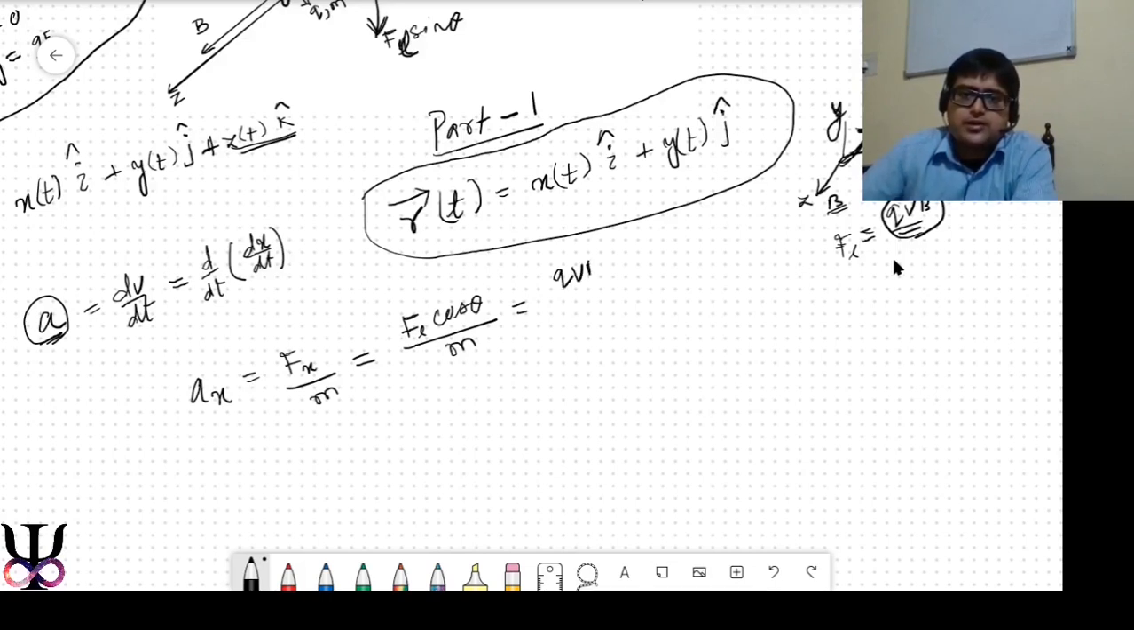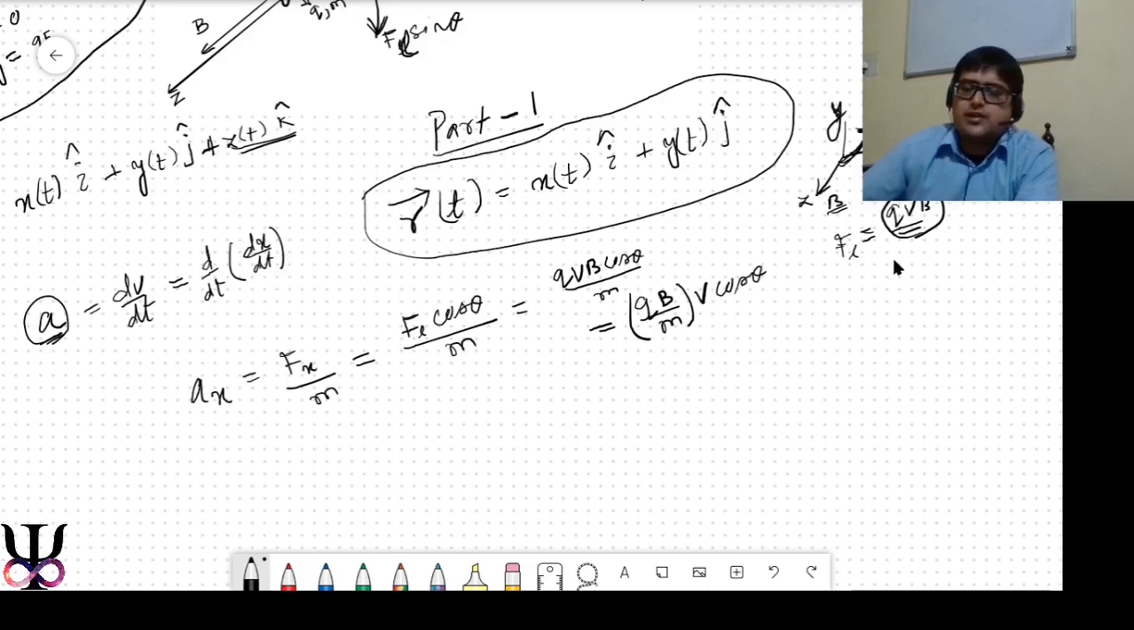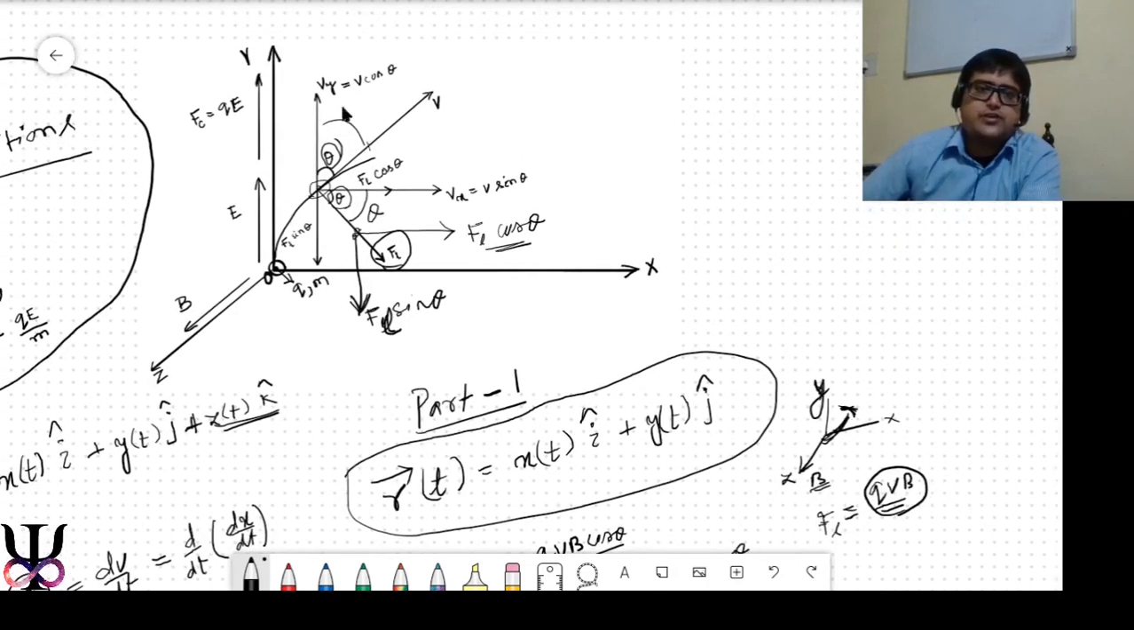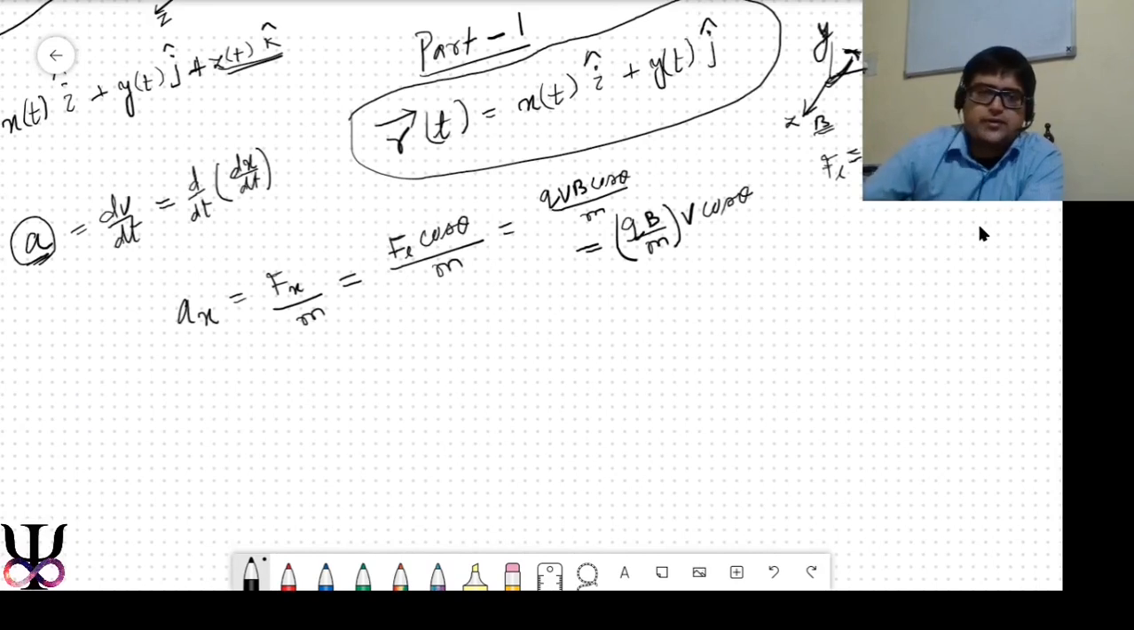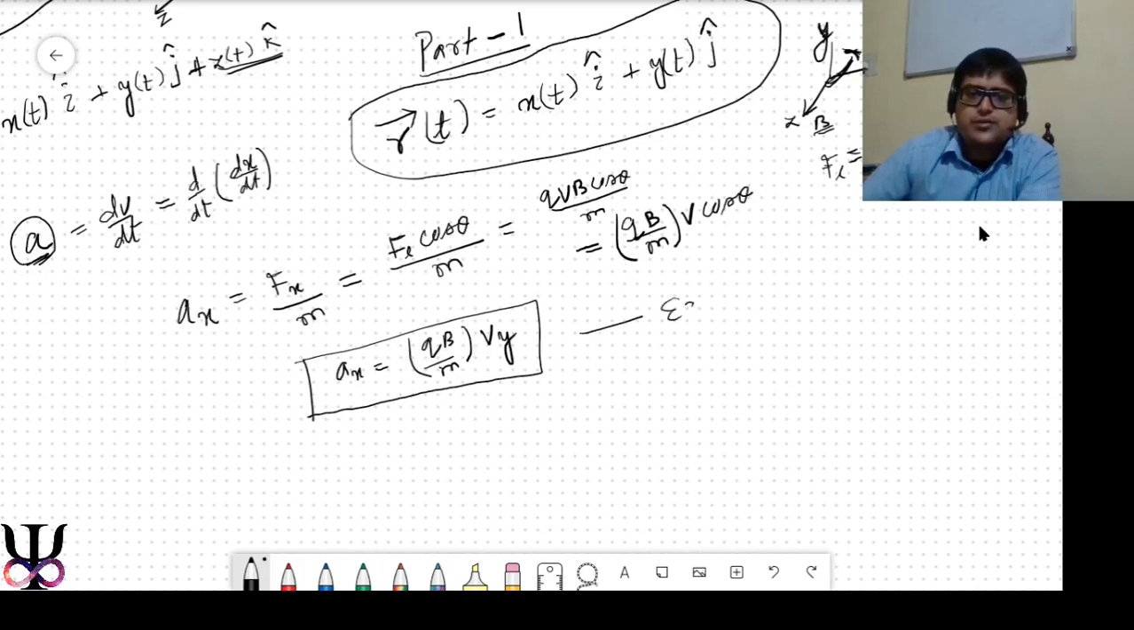Now if you sum that up, qvb cos theta upon m, we keep qb and m as a factor, then we write v cos theta. But from figure 1, what is v cos theta? As you can see, v cos theta is the y velocity. At any point of time, the velocity vector makes an angle theta with the y axis. Then the y component is given by v cos theta, and similarly the x component of the velocity is given by v sin theta. So we can write ax is going to be qb by m into vy. Let's write it as equation 1.